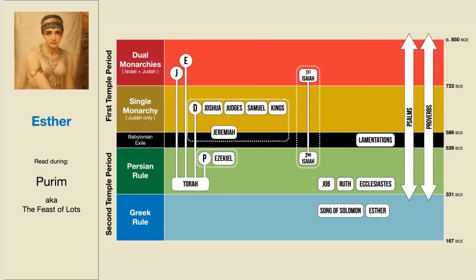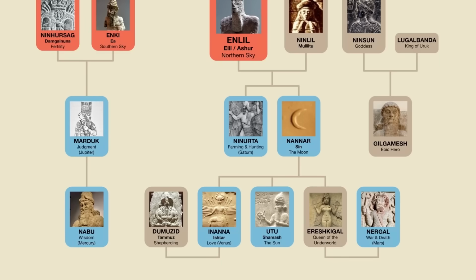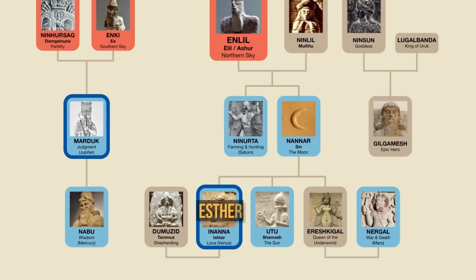Finally, remember the Mesopotamian gods family tree that we covered on this channel 2 weeks ago? On that tree, there are 2 characters named Ishtar and Marduk, names that are eerily similar to Esther and Mordecai, the 2 main characters in the book of Esther. It is likely that the Esther and Mordecai story was loosely based on much earlier Ishtar and Marduk stories, which would have been very common in Babylonian culture.